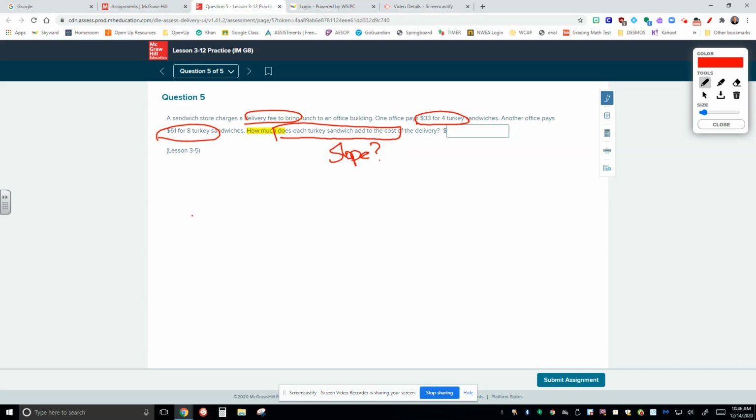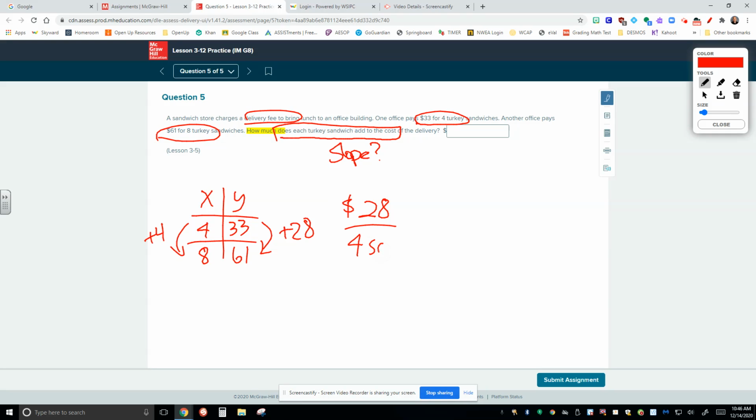And so when we take these values and think about the x and the y, we said 4 sandwiches cost $33 and 8 sandwiches cost $61. Well, that was increasing by 4 sandwiches, and those 4 sandwiches cost us another $28. So $28 for 4 sandwiches equals our slope right there. Give it a go.